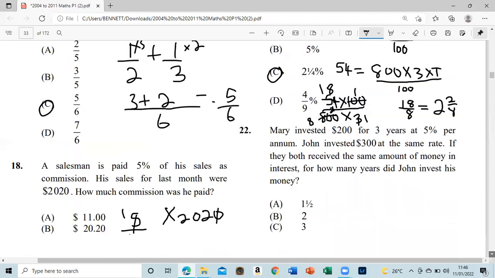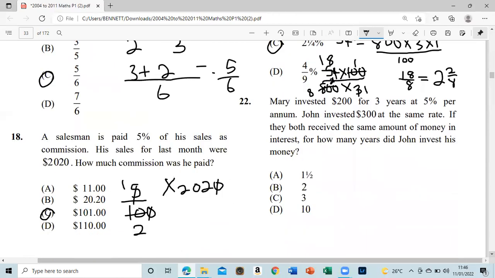Good job, guys. We did this one on the last paper. Mary invested 200 for 3 years at 5% per annum. John invested at the same rate. Let's work out how much Mary gets. We did it on the last paper, however not everyone might have seen the last one, so you should go back and check that. So this into this, left 2, 2 times 3 is 6, 5 times 6 is 30. So you're supposed to get $30.